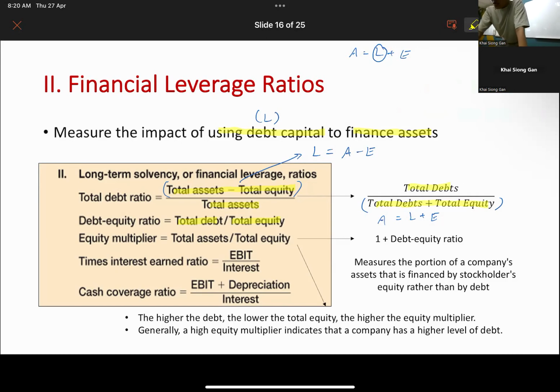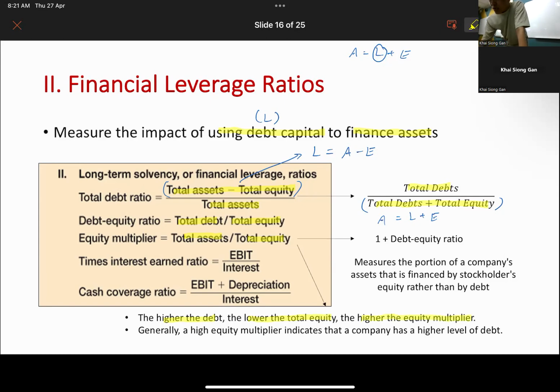Now the next one is equity multiplier. For equity multiplier, I look at the total assets as a proportion of total equity. Therefore, the higher the debt, that means the more debt you use, the lower the total equity will be. So there will be a high equity multiplier.